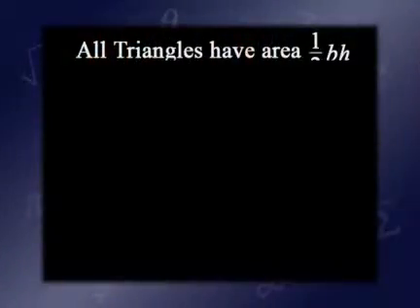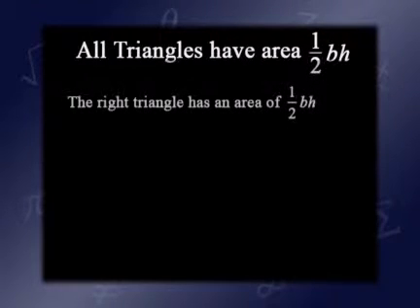We will show that the area of any triangle with a base of length b and a height of length h has an area equal to 1/2 bh. In other words, the area of any triangle is 1/2 times the base times the height. Let's prove that. We can prove it easily for right triangles, right? Imagine you have a right triangle with a base of b and a height of h. Why is the area of that 1/2 bh?